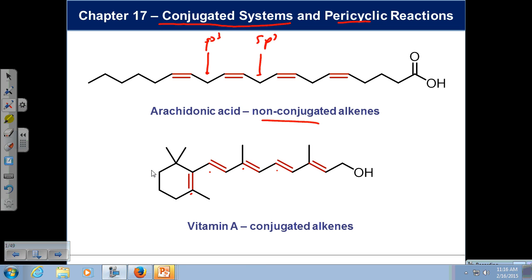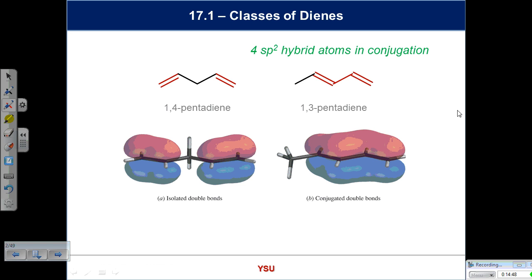So what we're going to do is define what a diene is, and then go into polyenes, and then see some chemistry. So you have different types of diene. You can see here at the top left, we have something called 1,4-pentadiene, in which the pi bonds are split. In other words, they're not next to each other. And on the top right, we have something called 1,3-pentadiene, in which the two pi bonds are now next to each other. And there is a difference in their stabilities, and then there will be a difference in their reactivities.